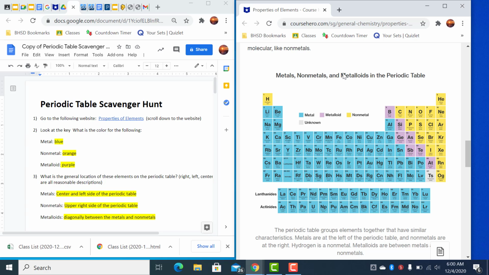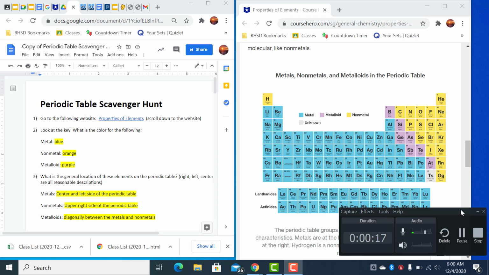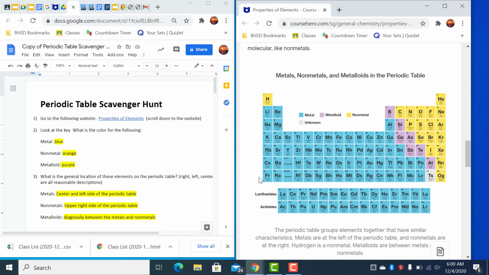Hey everyone, just wanted to go over your periodic table scavenger hunt. As you can see right here on the left side, I've got the document, and on the right side, I've got the periodic table. Just double check that this is recording. Okay, good.